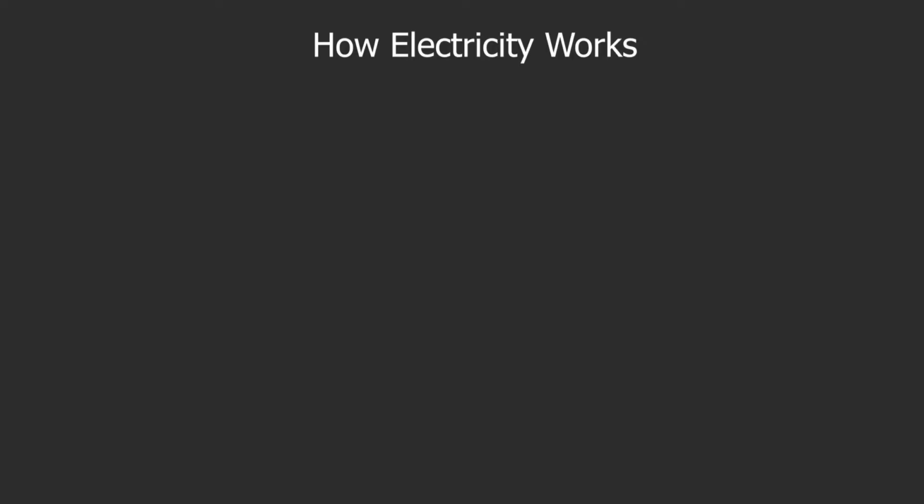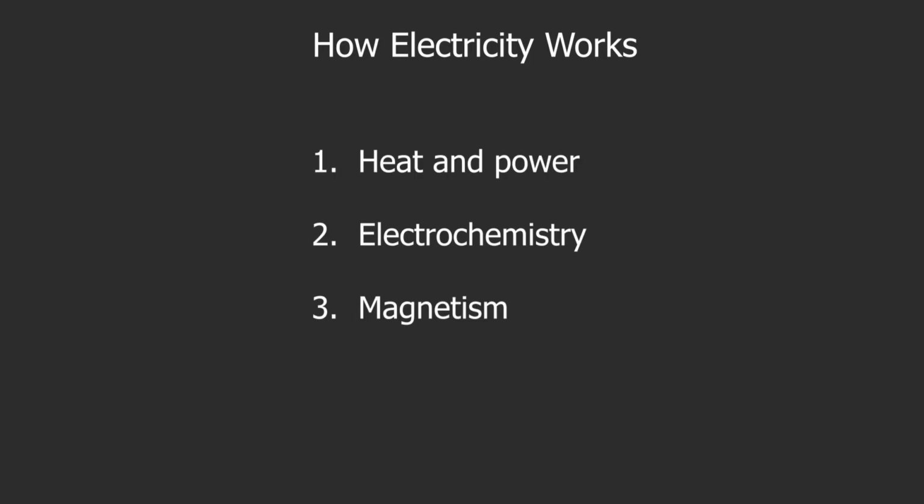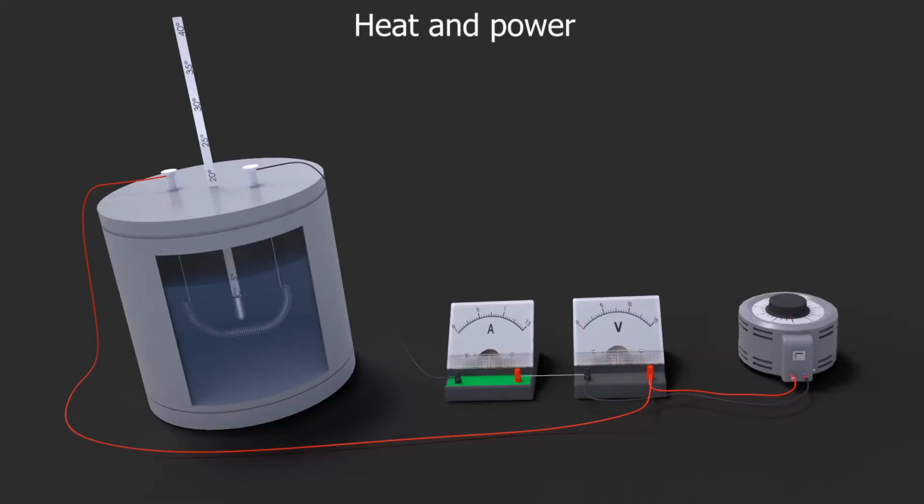How electricity works. Electric current is the ability to do work. Electric current can be converted to heat, power and magnetism. To name a few, electric current is classified by its functions, and the 3 primary types are heat and power, electrochemistry, and magnetism. Heat and power is used to make heat and power.